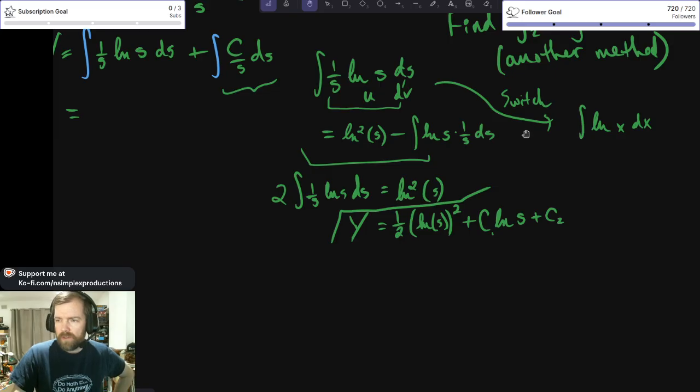What's a straight integral? It's been so long. x natural log x minus x. So that runs into the exact problem of it's going to be x natural log x. So it's just straight up not going to work.